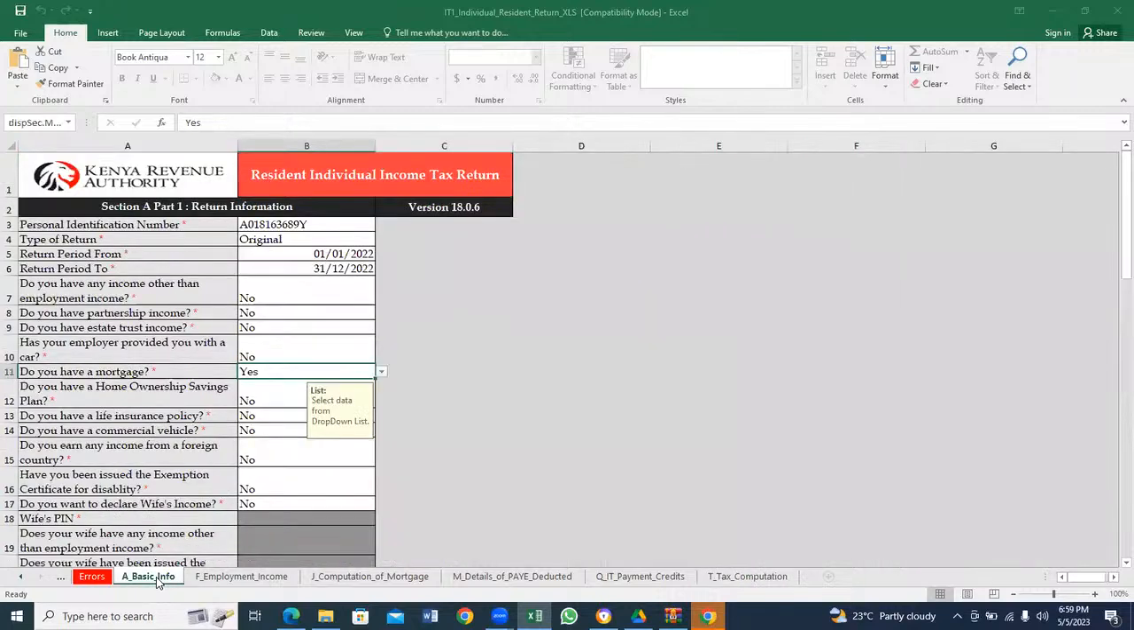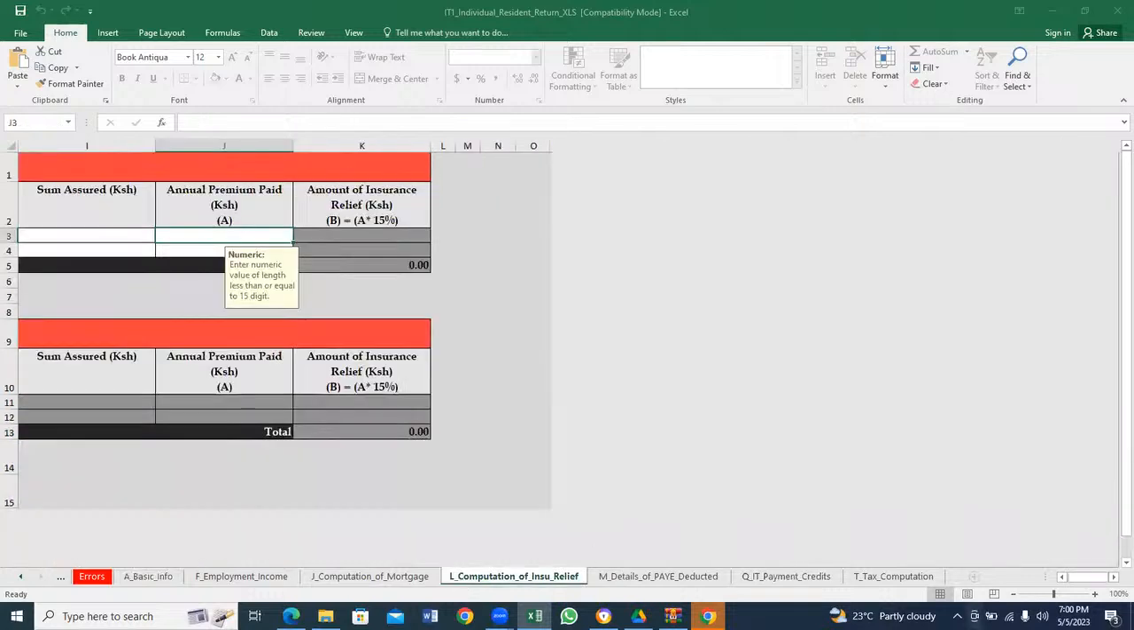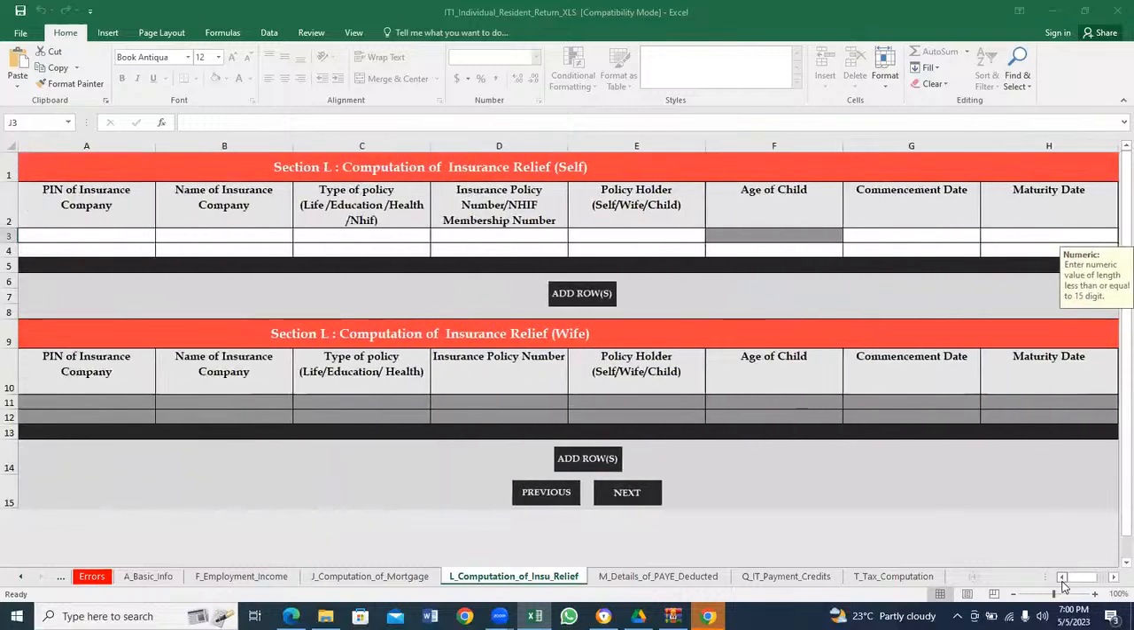So come to basic information. Na hapa unaulizwa kwa 13, do you have a life insurance policy? Please click yes and see what happens to the sheet. Zitaongezeka. When you click yes, see what happens? This additional sheet L for claiming insurance relief. This additional sheet F for claiming insurance relief.